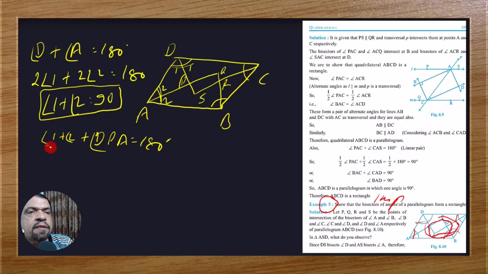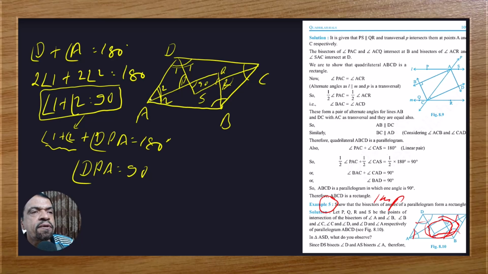180 and this is 90. Therefore, angle DPA is equal to 90. This 90 will subtract here. Instead of the 1 plus 2 we will write 90. So this is 90. By vertical opposite angles, this is also 90. In a similar way we will prove this side: this plus this is 180, and 90, so this will also be 90 and this is 90.